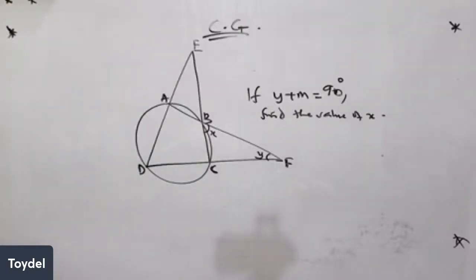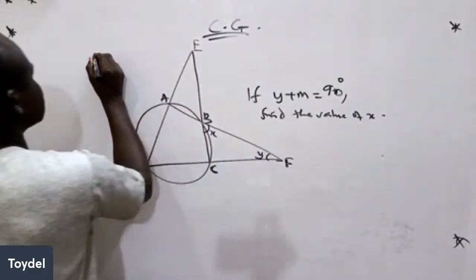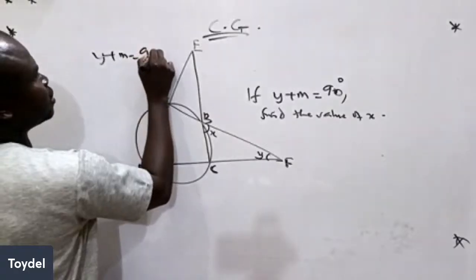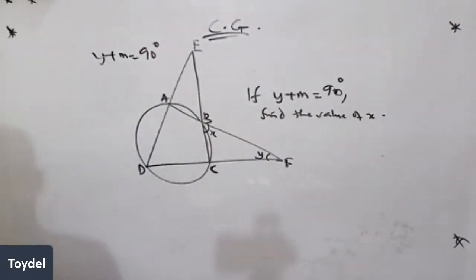So let's look at the question very well. The question is simple. Though it appears as if it's complicated, it's a very simple question once we know the theorem that we are going to apply. So what do we do here? We just recall our knowledge from both plane and circle geometry. Let's note that we are given y plus m to be equal to 90 degrees.